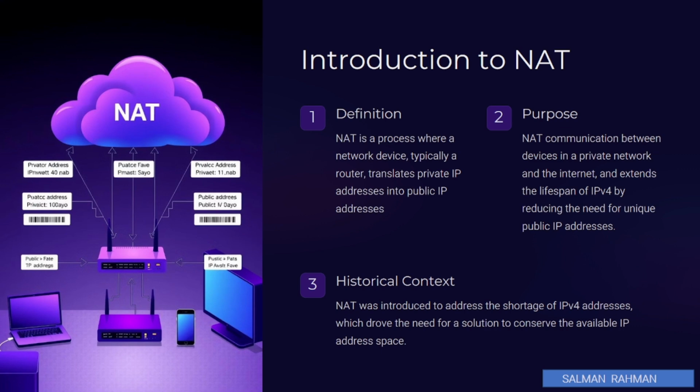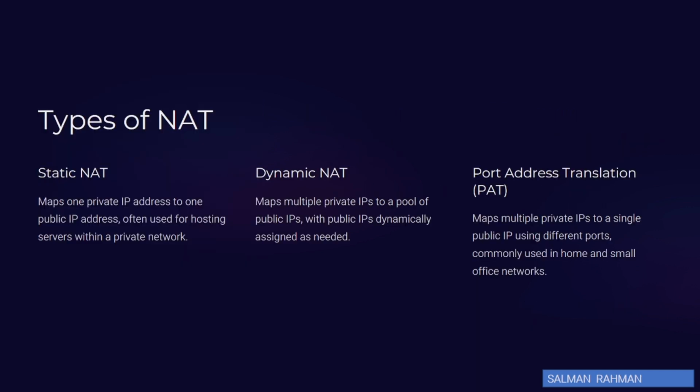Introduction to NAT. NAT is the process where a network device, typically a router, translates private IP addresses into public IP addresses. Purpose: NAT enables communication between devices and the public network, the internet. It extends the lifespan of IP version 4 by reducing the need for unique public IP addresses. Historical context: NAT was introduced to address the shortage of IP version 4 addresses, which drove the need for a solution to conserve the available IP address space.